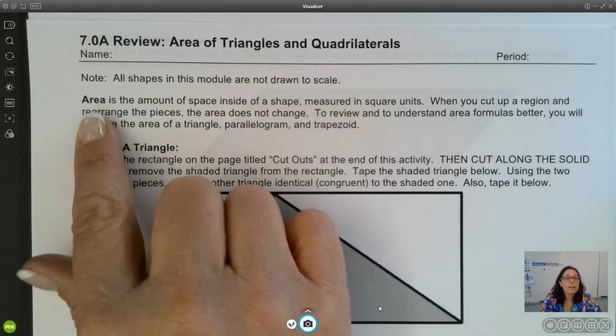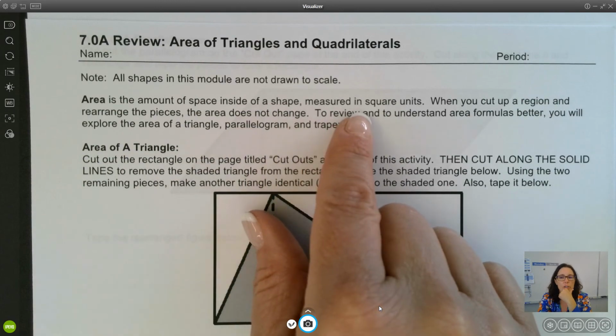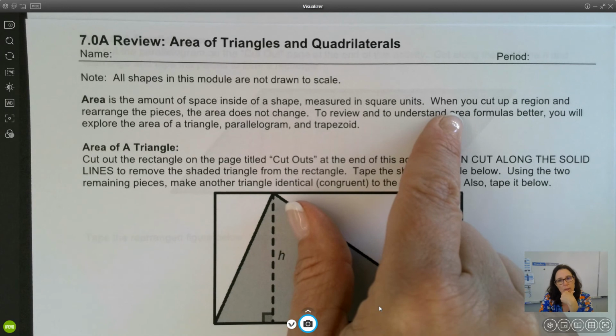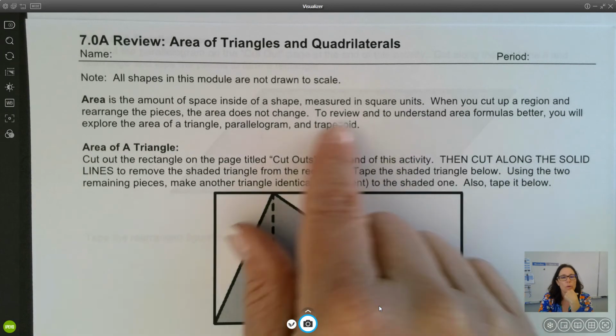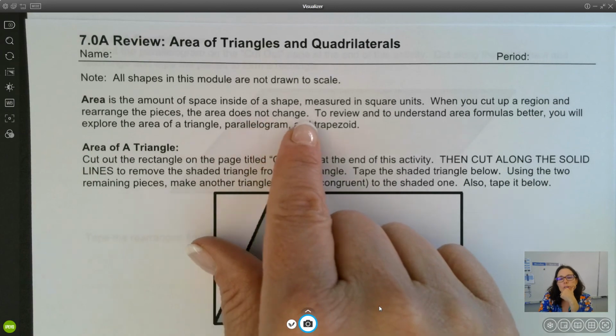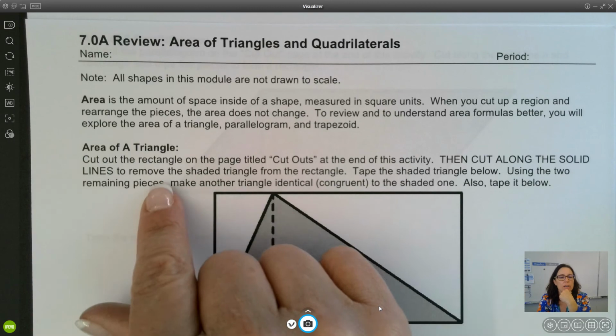All right, area is the amount of space inside of a shape. It's measured in square units. We're going to look at some different shapes when you cut them up and rearrange pieces, and the area doesn't change. So let's look at area of a triangle.